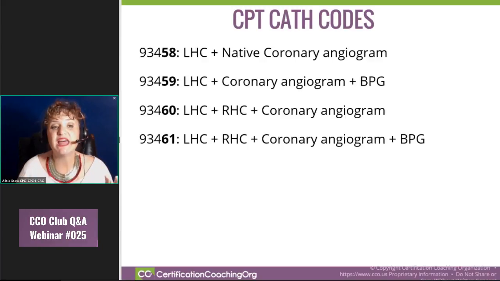Now let's talk about left heart caths. If we're going to do a left heart cath, then we have 93458, but if you do a native coronary angiogram. So what does a native coronary angiogram mean? They're going to do an angiogram of a vessel that hasn't been changed or altered by somebody else. It's just the vascular system that you were born with. So that's what native means. It's what you had going in.